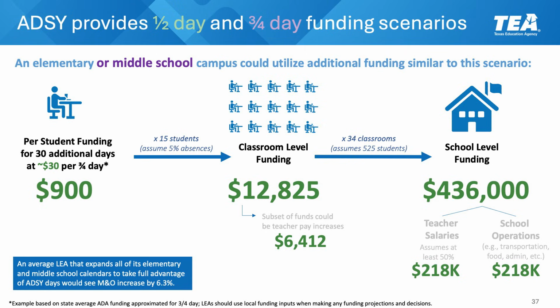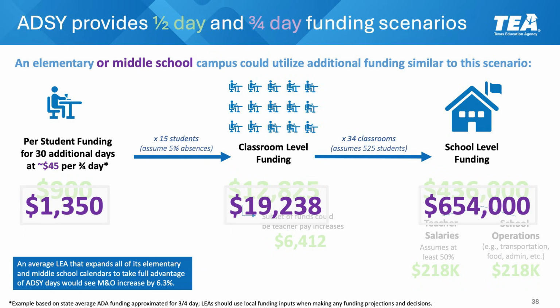The base calendar in an ADSI model is required to be at least 175 days. But after that, those days then turn into Additional Days School Year days, ADSI days, from day 176 all the way up to day 205. If a district chooses to offer ADSI days, they get additional half-day formula funding for every student that attends that is a part of that ADSI model.